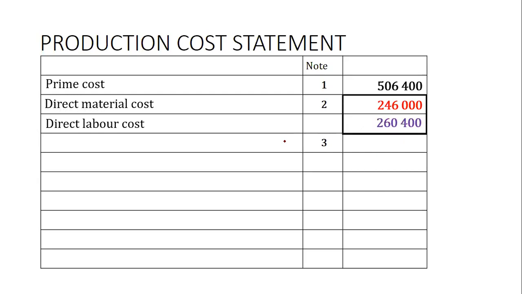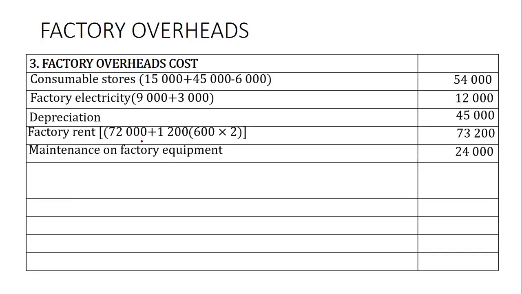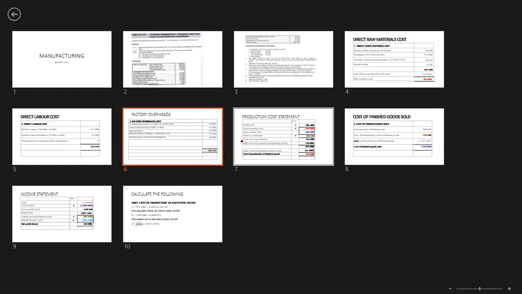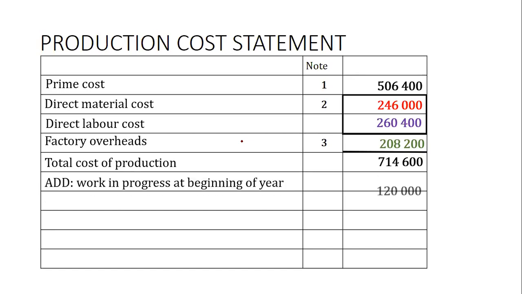To the prime cost, I have to add factory overheads, and the factory overhead cost is simply this cost here, which is 208,200. That goes straight to my production cost statement. When you add that with prime cost, it'll give you my total cost of production, and that will be 714,600. You add work in progress at the beginning of the year, and then you have to minus work in progress at the end of the year.